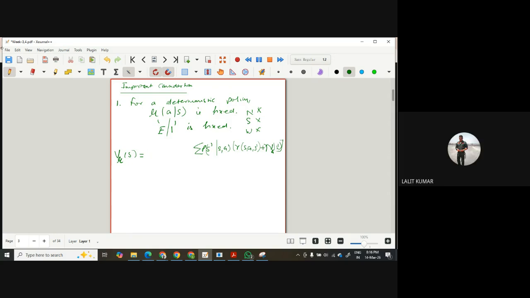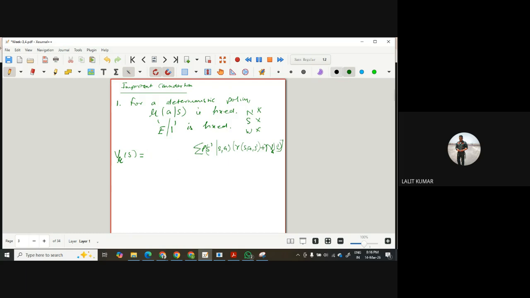In PYQs, they have asked a question like this: for a deterministic policy, this first part is removed. Is that okay, Ravina? Yes, sir. Actually, if you remember the formula for non-deterministic, then it will solve the deterministic also. Now we come to the next important point.